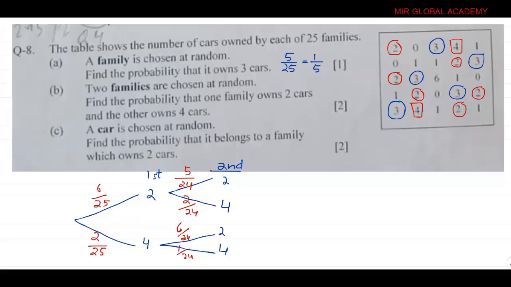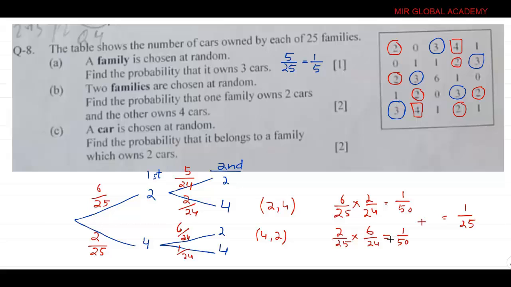6 plus 1 is 7. As we have not picked any family which has 2 cars in the previous pick, there are still 6 families which have 2 cars. So it is 6 over 24. So here we have 2 favorable outcomes in which one family has 2 cars and the other has 4 cars. Now we find the probability by multiplication and adding these two, and the final answer is 1 over 25.